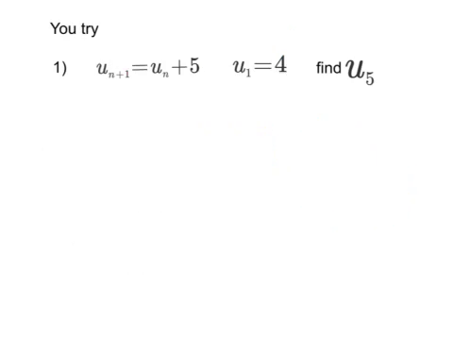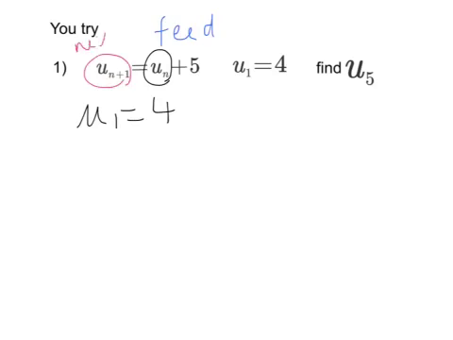Okay, you try these ones. Don't worry about the fact that they're U's. They could be any letter. I used X's in my example, but you've got U's. So this one, let's get the pen on. U1 is 4. So this here is the feed. All right, that's the feed. And this one here is the next one. Okay, so U1 is 4.